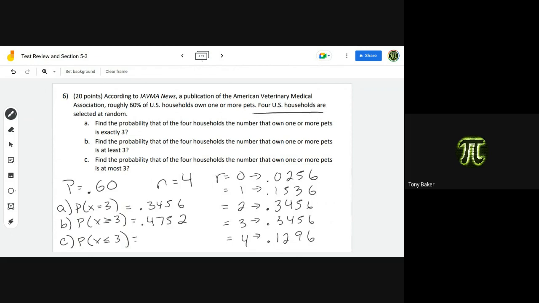And then at most 3, you can add up 0, 1, 2, and 3, or you can just do 1 minus 4. Either one of those will give you the same answer, 0.874. You should get that. So that's what I would be expecting for this question.